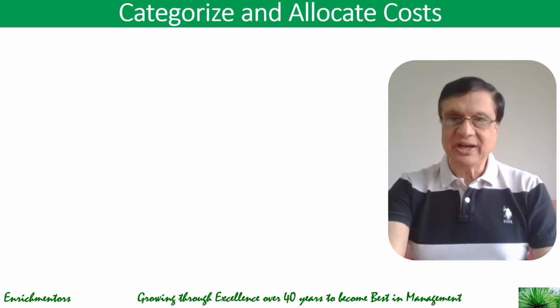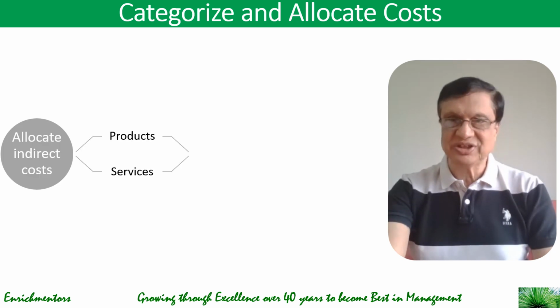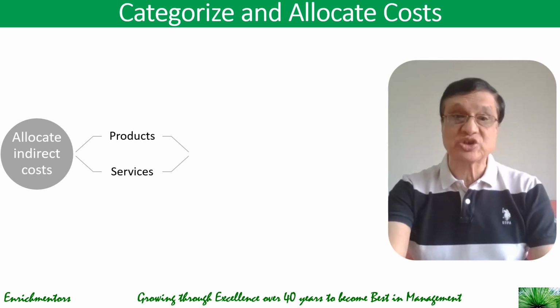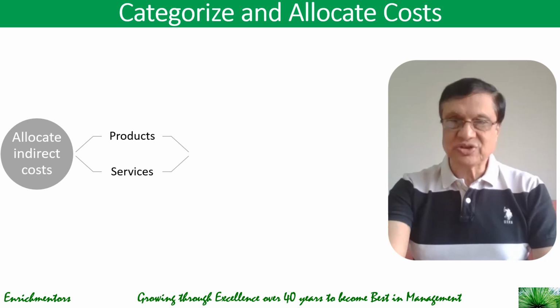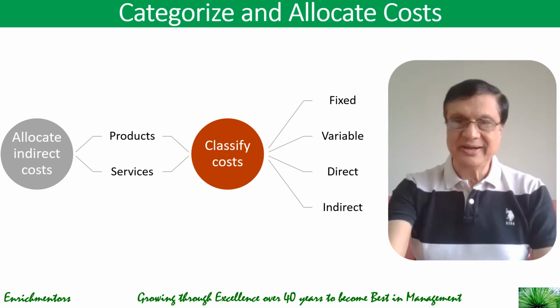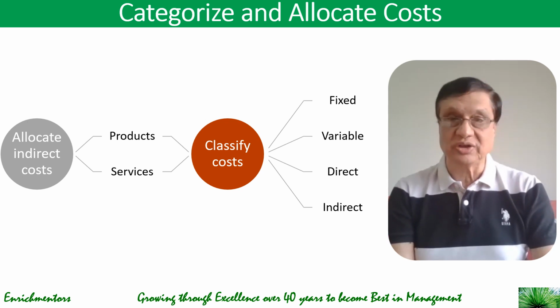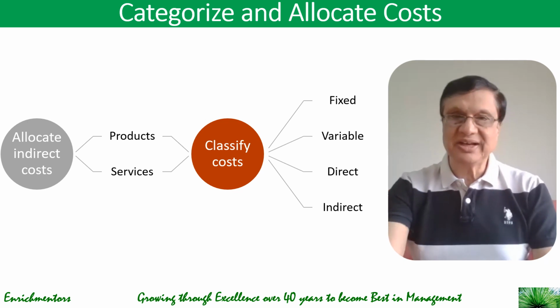Then you categorize it and allocate costs. You allocate indirect costs to products and services using a consistent method such as activity-based costing, ABC. This approach allocates overhead costs based on actual activities that drive the cost. Then you categorize these costs, classifying costs into fixed, variable, direct and indirect categories to understand their behaviors and impact on the total cost. So that's what the categorization and allocation of costs requires you to do.